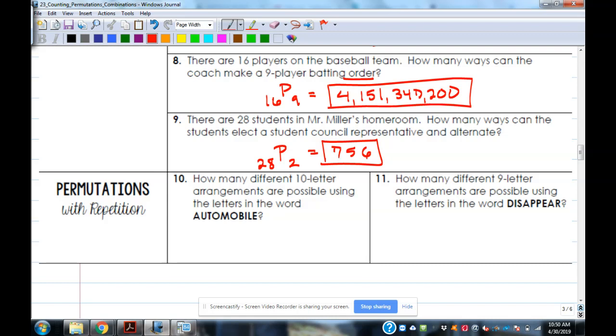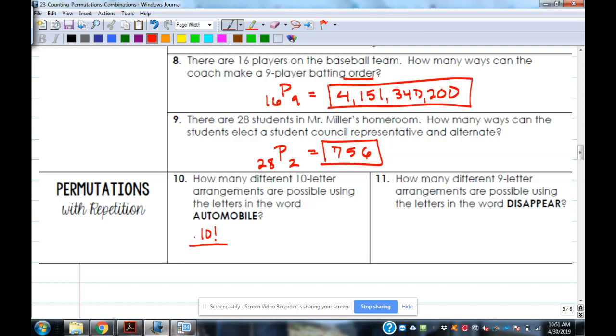Permutations with repeated parts. Remember when we did the word dinosaur, I asked, are there any repeated letters? There weren't any, but on the word automobile, there are. So how many different 10-letter arrangements are possible using the letters in the word automobile? Well, there's 1, 2, 3, 4, 5, 6, 7, 8, 9, 10 letters, but we've got some repeated letters there. We've got the O's that are repeating out of that. So 10 letters would be 10 factorial.